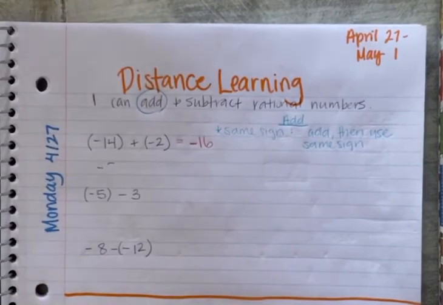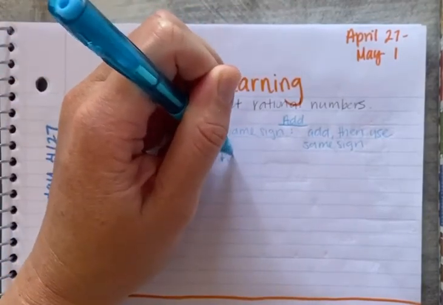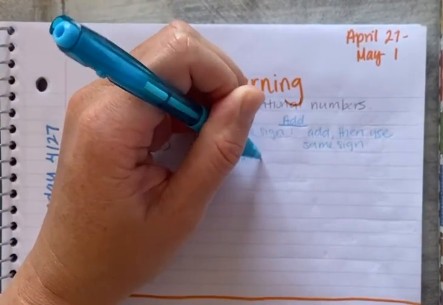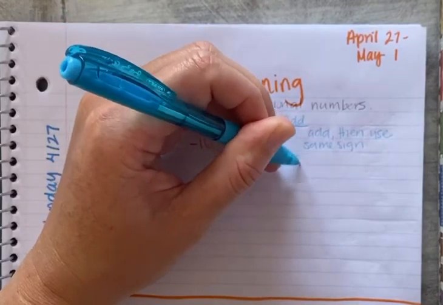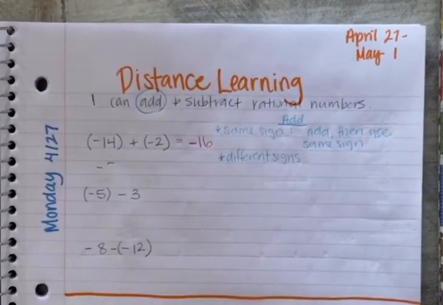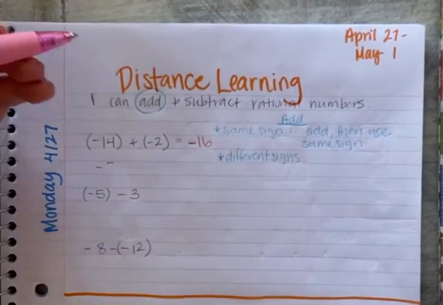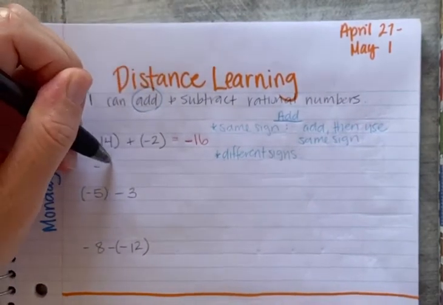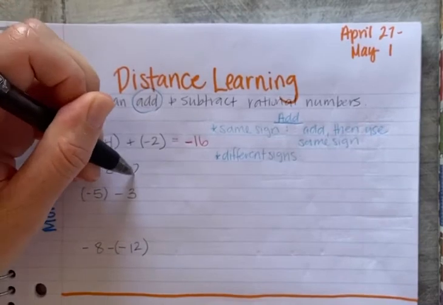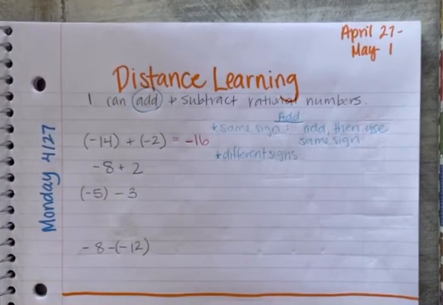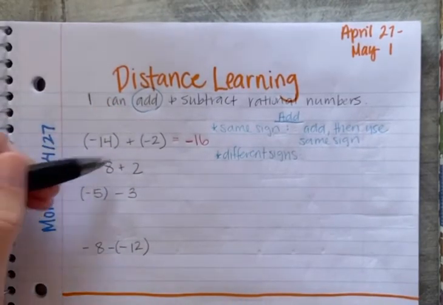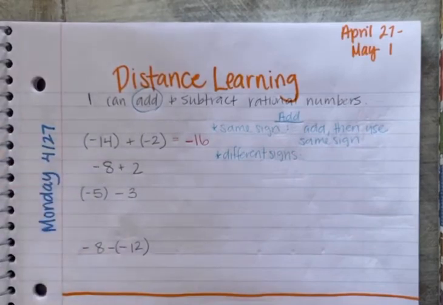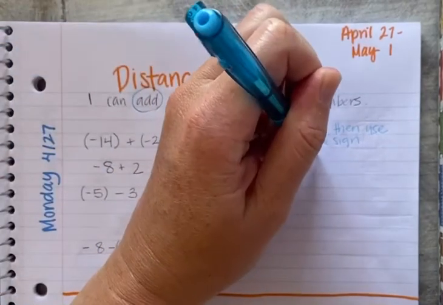Let's say that they have different signs. If we have one that's a positive and one that's a negative, let's do the example. Let's do negative 8 plus 2. Negative 8 plus 2. We can see that this first one has a negative sign. The second one is a positive. When we have different signs, we actually subtract them.